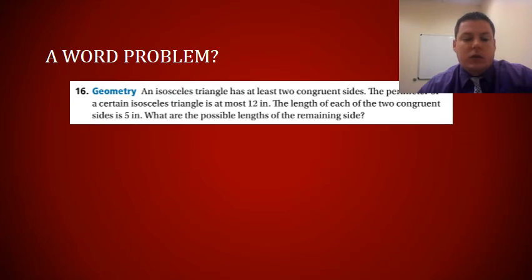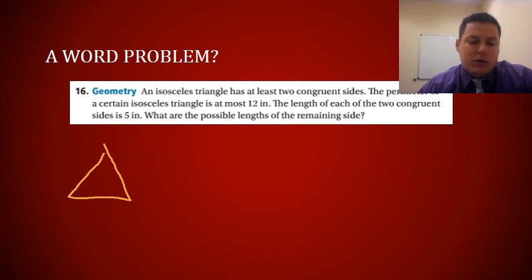All right, just a few more. We have a couple word problems to look at. In this problem, we have an isosceles triangle that has at least 2 congruent sides. So if you weren't sure what an isosceles triangle is, it just told you. We know a triangle has 3 sides, so I'm just going to draw a triangle. We know 2 of them are the same, so I'm just going to label them with x for now.